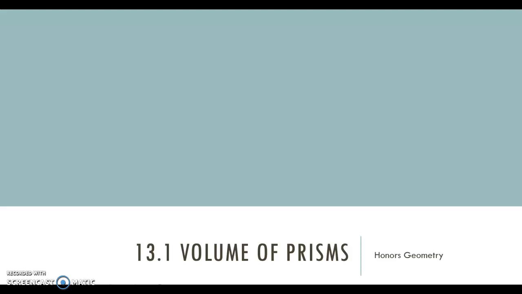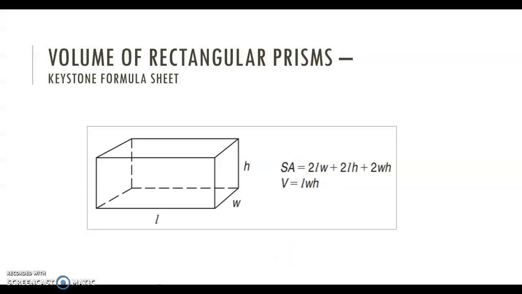Now we are going to be looking at the volume of prisms. If you didn't watch the surface area video, I suggest watching that first, that way you're familiar with prisms before we go into volume here. Now instead of surface area, we're looking at volume, and volume is referring to the amount of space that the object contains, or that could be contained within the object.